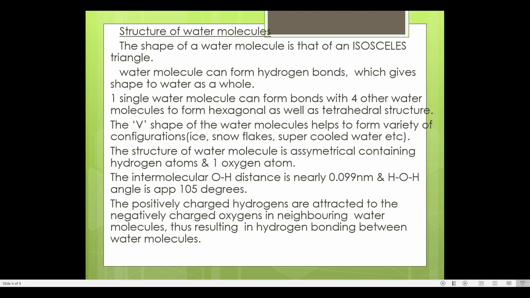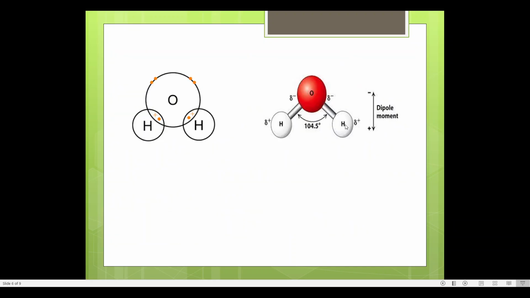The positively charged hydrogens are attracted towards the negatively charged oxygens in neighboring water molecules, thus resulting in hydrogen bonding between water molecules. So these hydrogens form bonds with oxygens present in the adjacent water molecule. This single water molecule has the ability to form bonds with four other water molecules. We have already learned that. And this hydrogen can also form bonds with the oxygen of an adjacent water molecule.